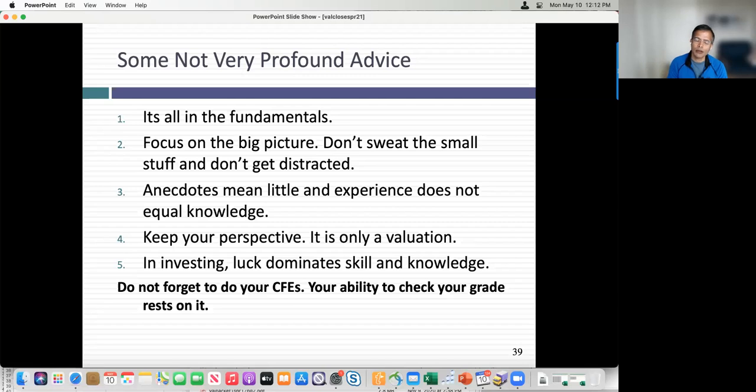And final two pieces of advice. There's nothing in valuation worth losing sleep over. Keep your perspective. It's only valuation. Nobody's going to die or live based on valuation.